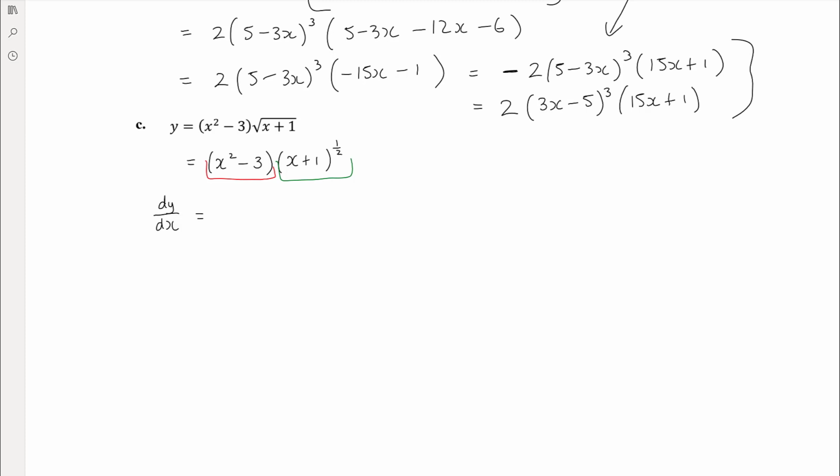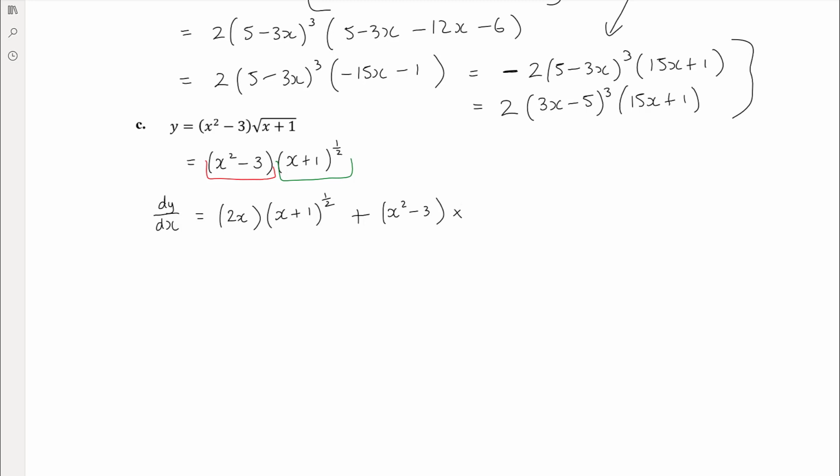So product rule says we differentiate the first part of the product, that is the bit highlighted in red, and when we do that we'll get 2x, and then we leave the second part of the product as it is, and then we add and we leave the first part of the product as it is, and we differentiate the second part of the product.